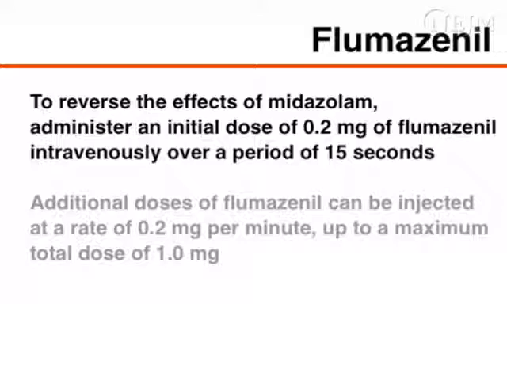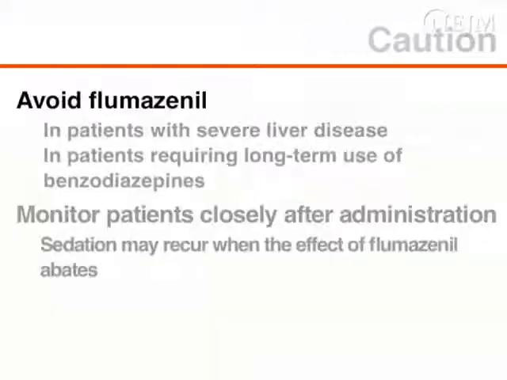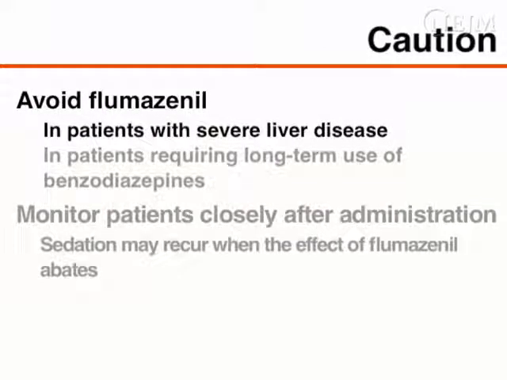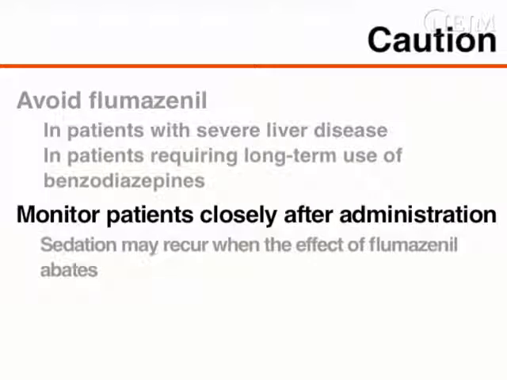If the desired level of consciousness is not obtained after 1 minute, a second dose of 0.2 milligrams can be injected, and that dose repeated at 1-minute intervals to a maximum total dose of 1 milligram. You should avoid giving flumazenil to patients with severe liver disease or to patients who require long-term benzodiazepine use, since the drug is associated with seizures.